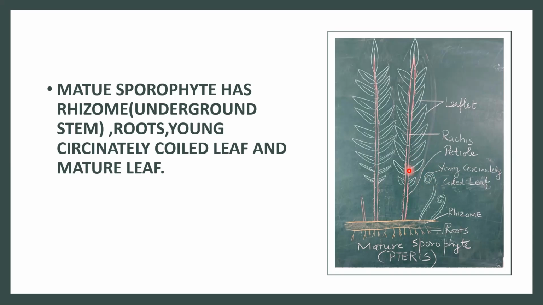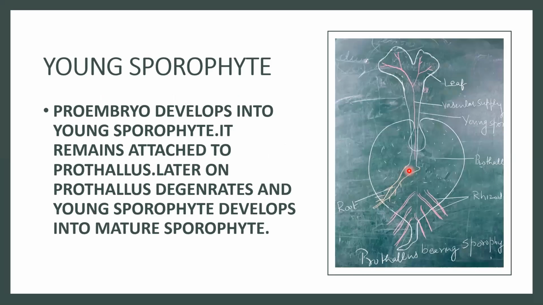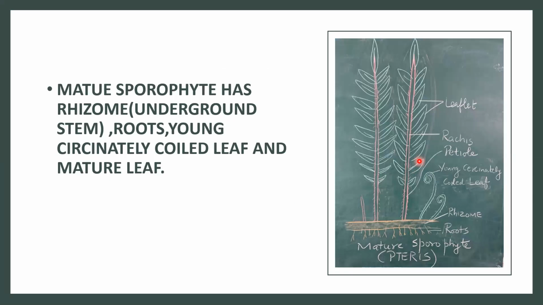So the young sporophyte has developed into the mature one. This is the young sporophyte, and this has developed into the mature sporophyte. When this is developing into a mature sporophyte, the prothallus is degenerating. It provides nourishment to the young sporophyte, but later on the prothallus will degenerate, and the young sporophyte develops into a mature sporophyte and becomes an independent plant. So this is how the zygote reproduces and helps in the formation of the mature sporophyte.